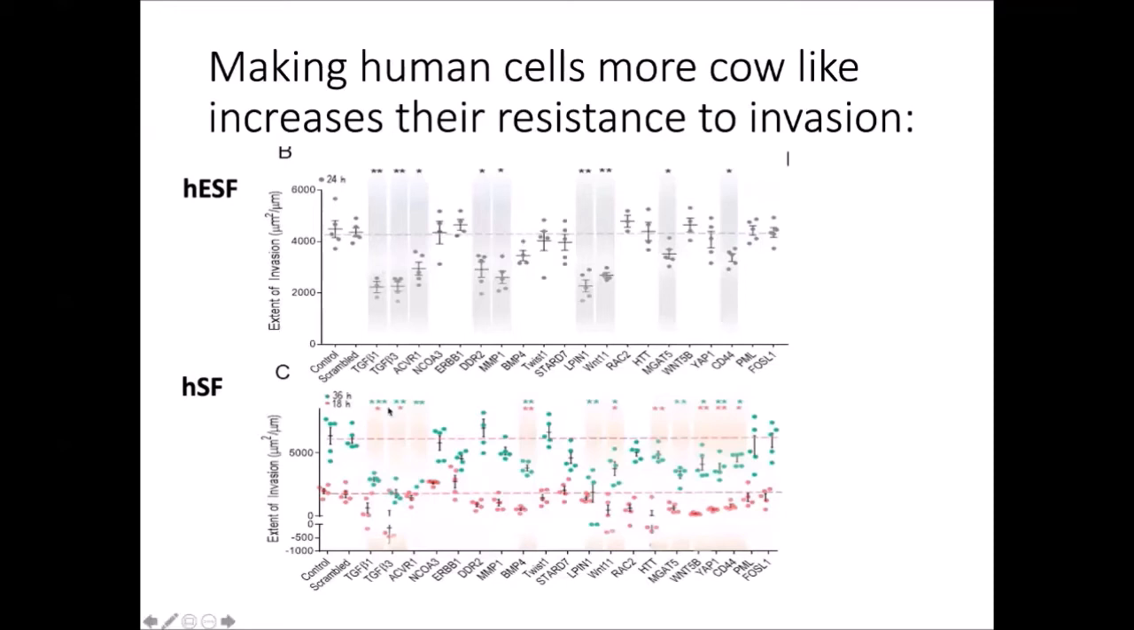There's some correlation with skin fibroblasts and so on. So not only can we say that the biology of the fibroblast determines how invasible they are, how much they resist invasion, we can actually manipulate the highly invasible human cells so that they become less invasible by trying to make their gene expression profile more similar to that of a cow.